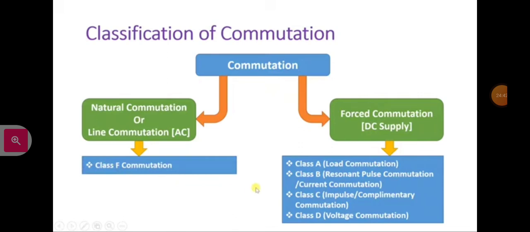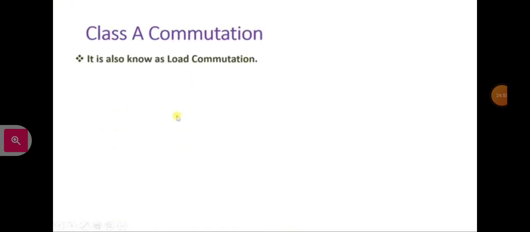So here the commutation category with class A, that we will be observing in detail. So let us try to understand first the basics of class A commutation. That is even referred to as load commutation. Why? The reason is the load will turn off the SCR in this category. So it is even referred to as load commutation. In its working, you will get to know how the load can turn off the SCR. Here, commutation of SCR is done by load current.